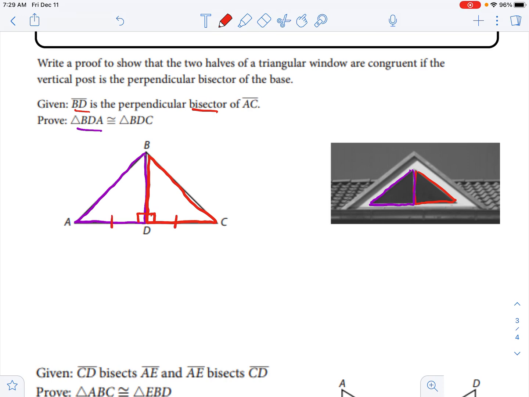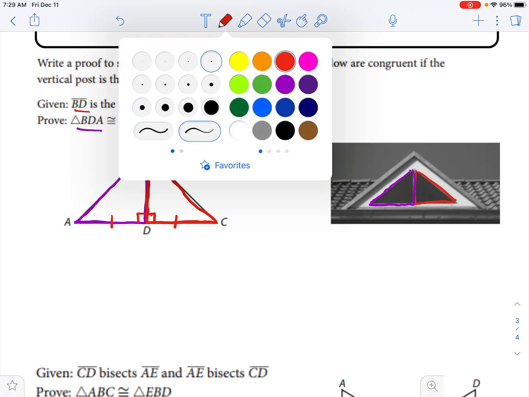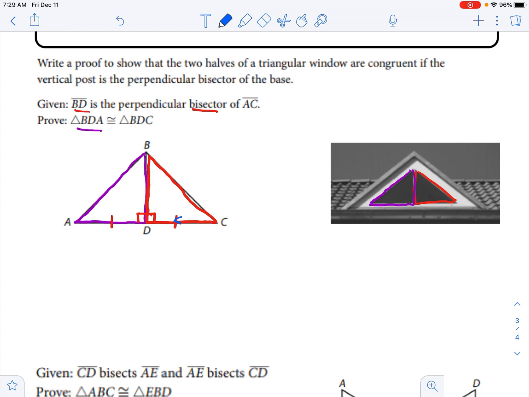Again, if I look at it, I have a side here. Now that we have multiple ones, it's not as simple. I have a side here, I have a side here, and I have an angle because of the perpendicular bisector. So then if I look at it, I need either side angle side or angle side angle.